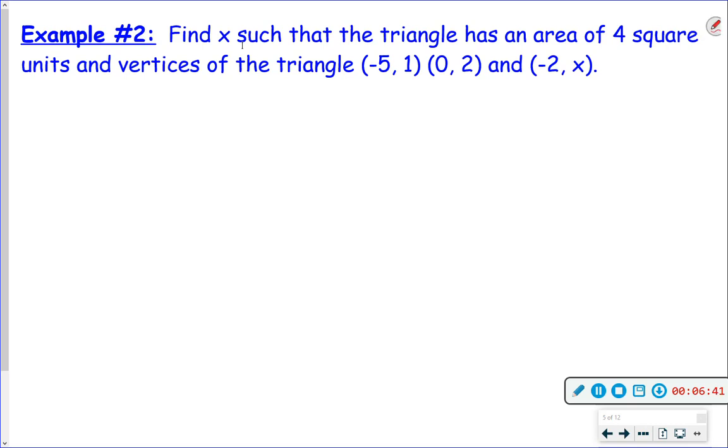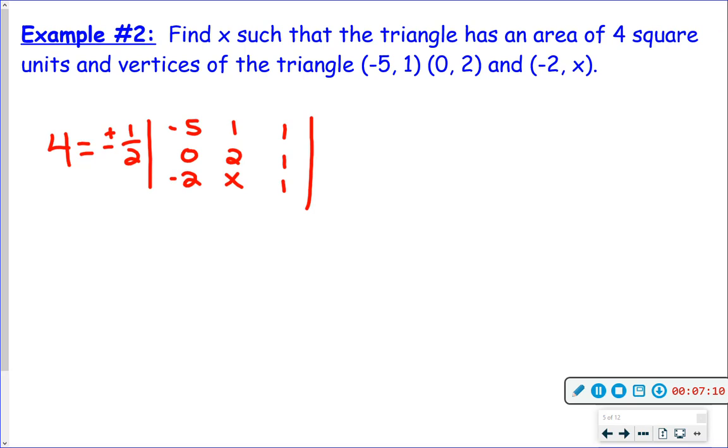So different setup, a little more algebra in this guy. So your area is 4. I know that's what I'm supposed to equal, plus or minus 1/2. Okay, again, doesn't matter the order you write the points down. I just do them, obviously, in the order they give them to me. Negative 5, 1, 0, 2. And then we've got negative 2, x. Now, we have to make it a square matrix, so we are filling in that column of 1s.